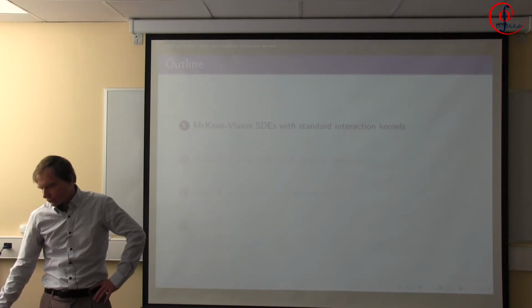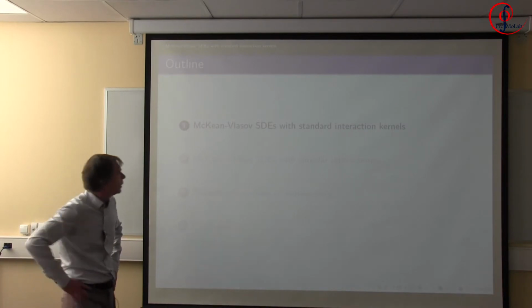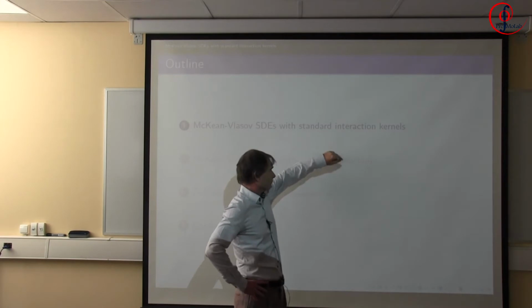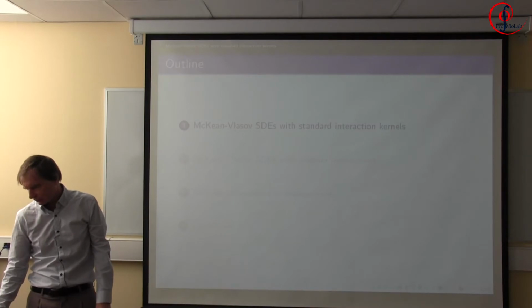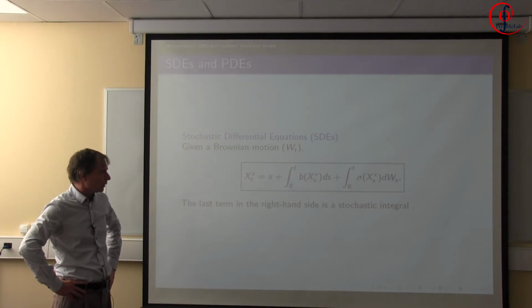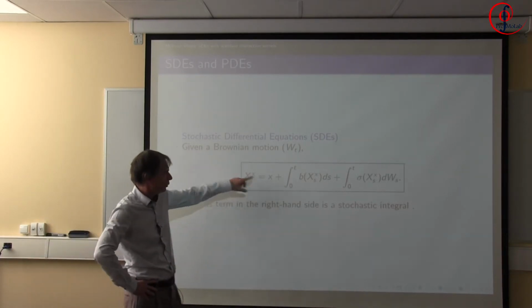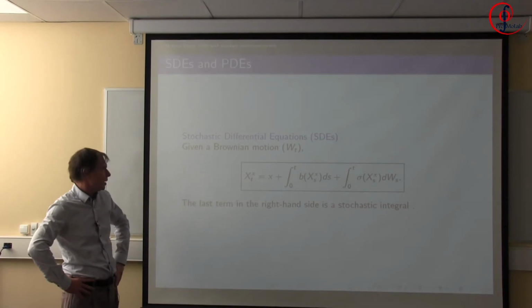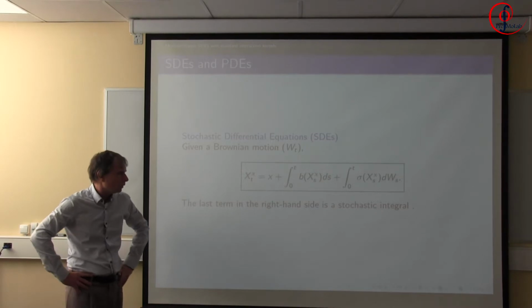Okay, so first part, McKean-Vlasov stochastic differential equations with standard interaction kernels. To start with, I get rid of interactions, and I just summarize a bit of well-known results on stochastic differential equations without interactions. So given a Brownian motion W, capital X will denote the solution of this equation. Here, the integral of sigma of X_s with respect to dW is an Ito integral.